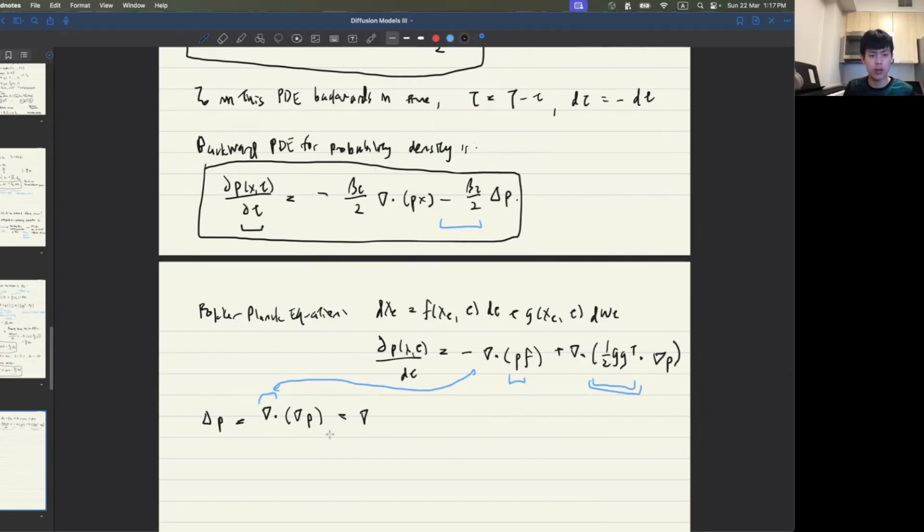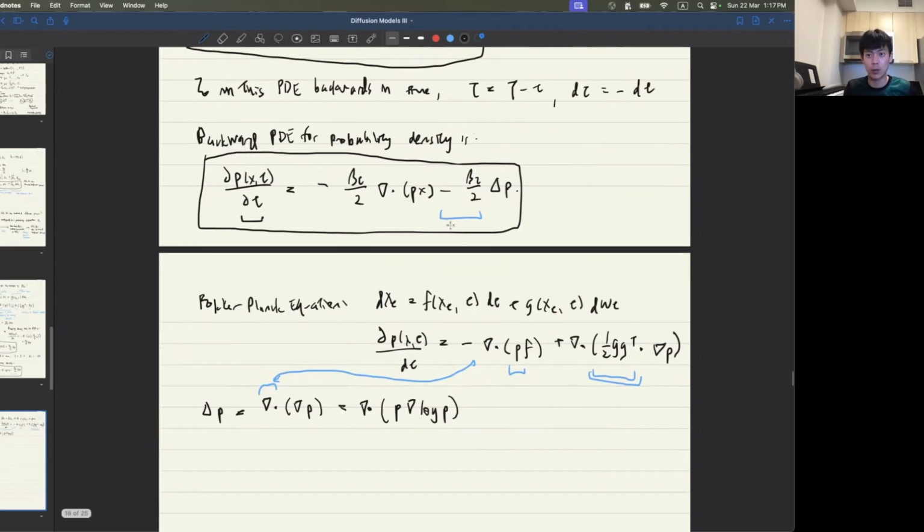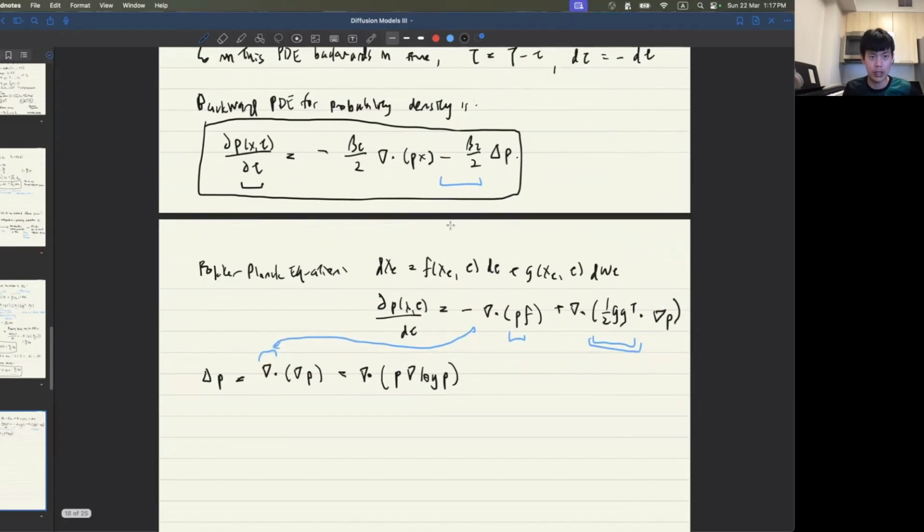So the divergence of the gradient of p is the divergence of, so the gradient of p is really equal to p times the gradient of log p. And I hope it makes sense why massaging the Laplacian of p in this form really helps us to convert the backward PDE into something that is easily convertible to a backward stochastic differential equation.